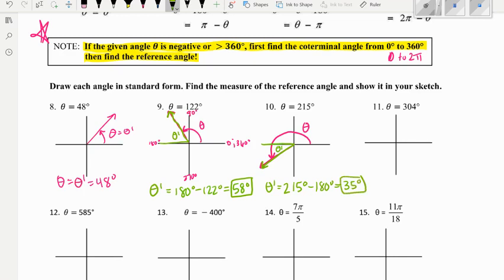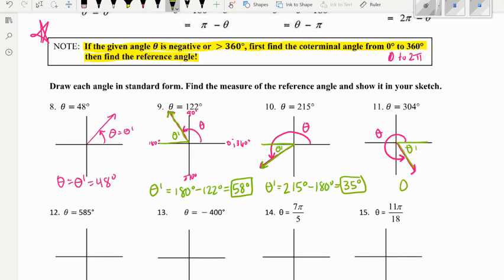And the last one we can see is in quadrant 4. So 304 degrees would be somewhere in here. That would be drawn in standard position looking like this. And the reference angle for this would be here.